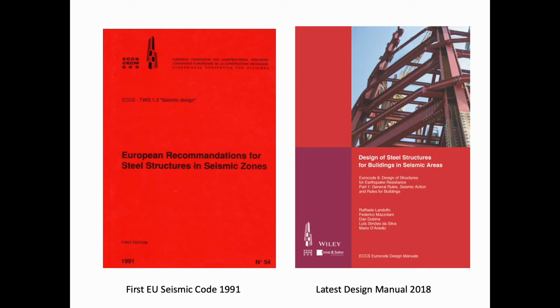Alright, so this is the second part of the presentation, and here we will talk about the design provisions and how the Eurocode 8 is treating the seismic design of steel and composite structures. To start with, we have the European recommendation for steel structures in seismic zones by the ECCS group, a very good book that I recommend for the design manual with some very nice design examples.